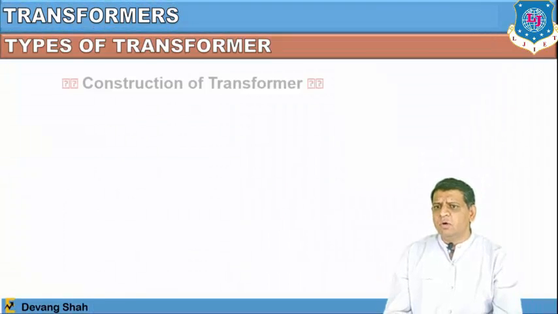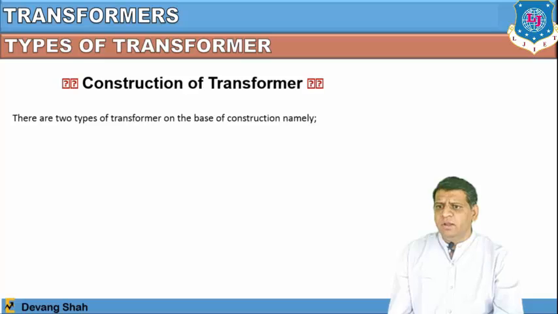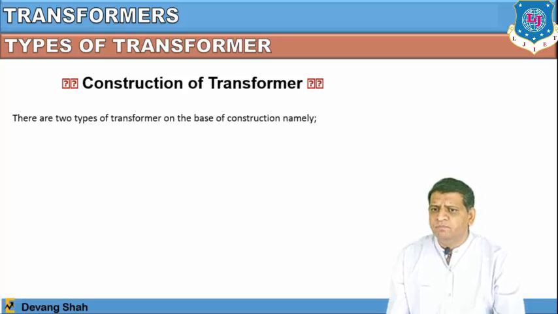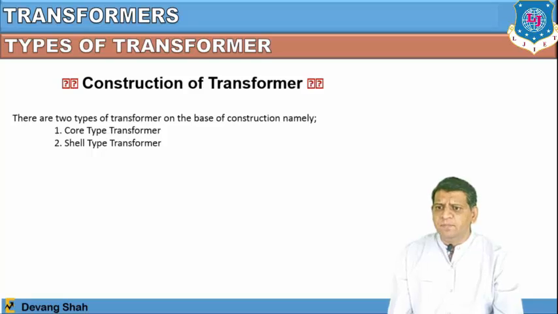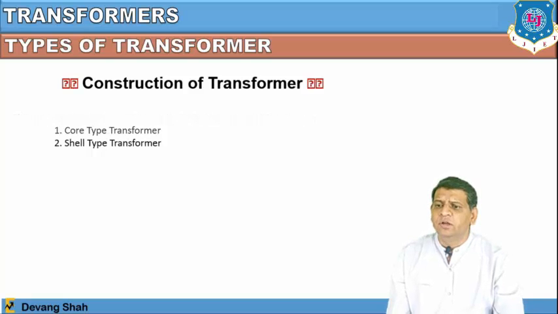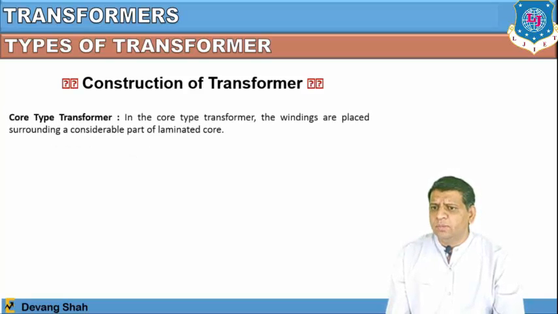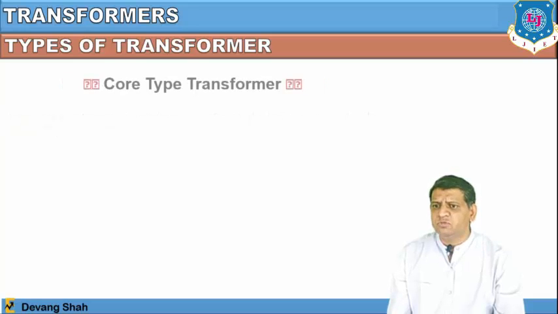Now let us discuss the construction of a transformer, where there are two types of transformer on the basis of construction. Namely, one type of transformer is called a core type of transformer, and another type is defined as a shell type of transformer. So once you discuss the core type of transformer, in the core type the windings are placed surrounding a considerable part of a laminated core. So let us discuss what it is.